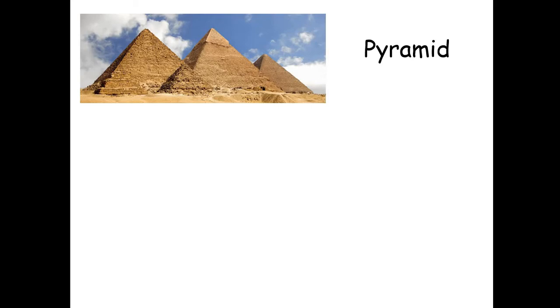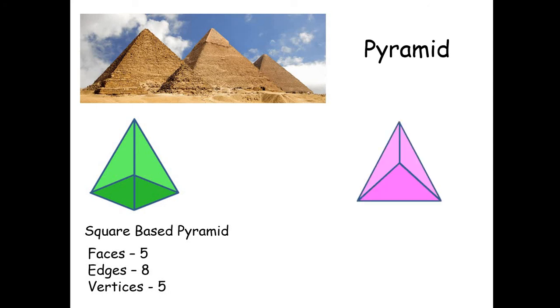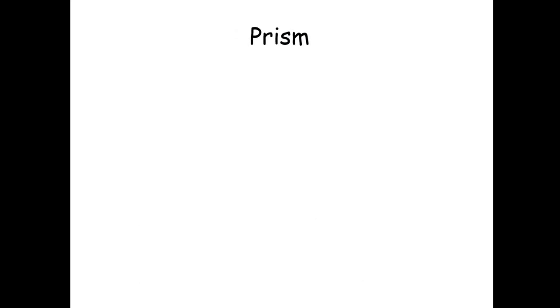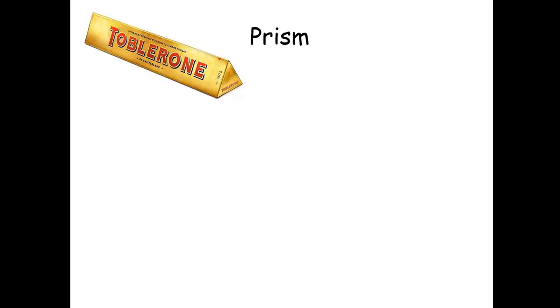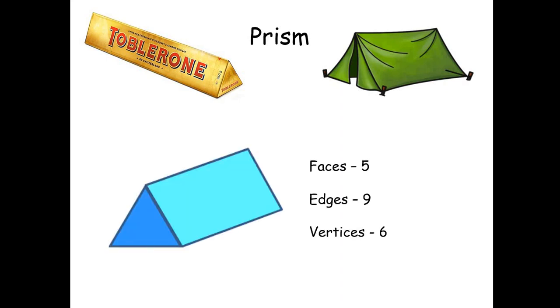Now a pyramid, like the pyramids in Egypt, a square-based pyramid will have 5 faces, 8 edges, and 5 vertices. A triangular-based pyramid will have 4 faces, 6 edges, and 4 vertices. A prism, like a Toblerone or a tent, will have 5 faces, 9 edges, and 6 vertices.